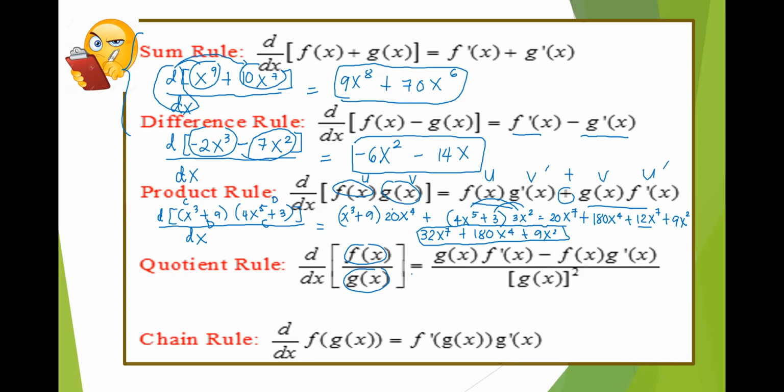So, in the quotient naman, if this is our U and this is our V, that is equivalent to say V U prime. Let's write it here. Minus U, this is our U, di ba? That's U. And then this is our V prime over V squared. Yan, that's the version that we knew in our previous presentation.